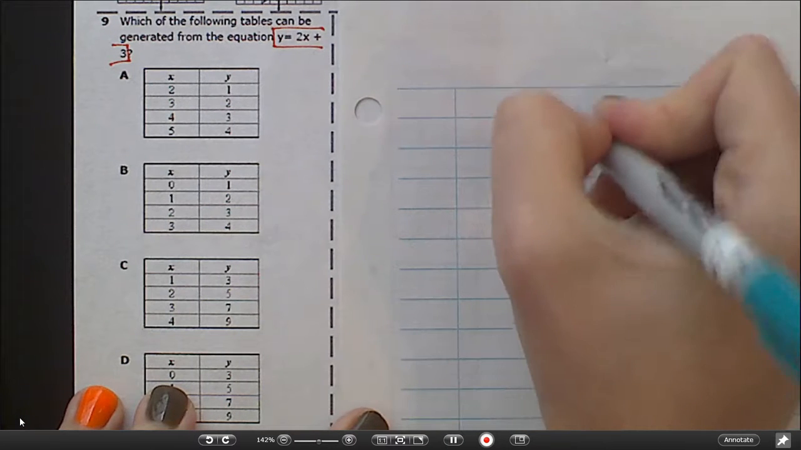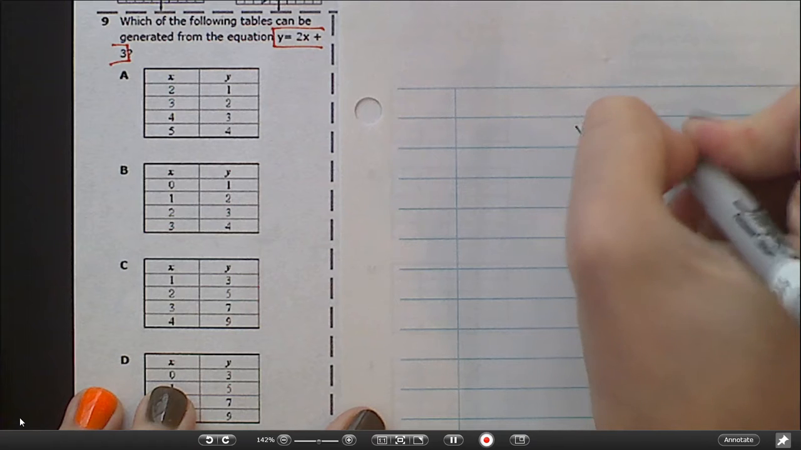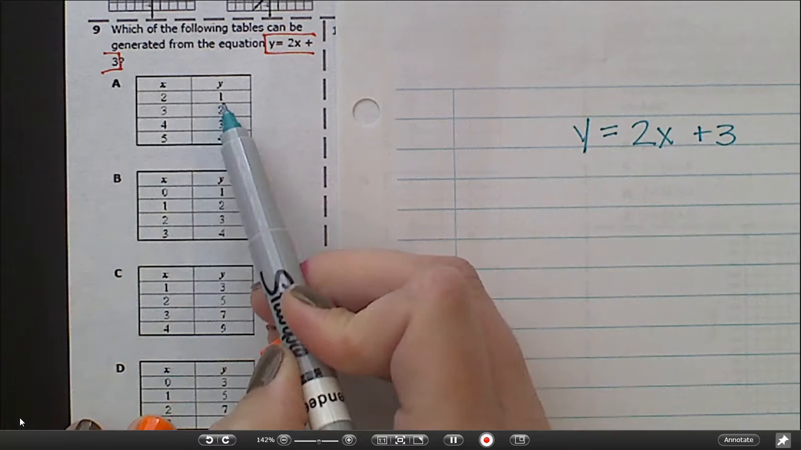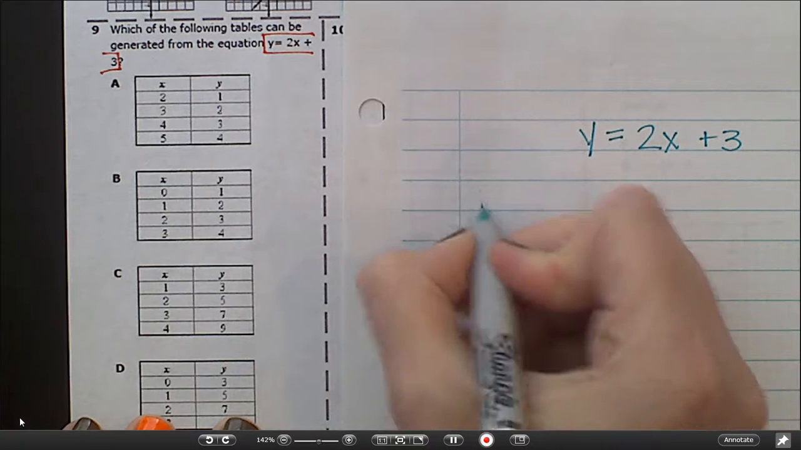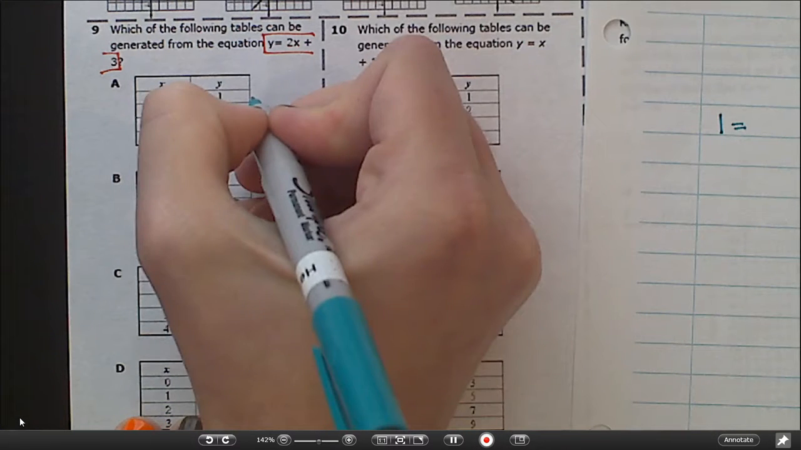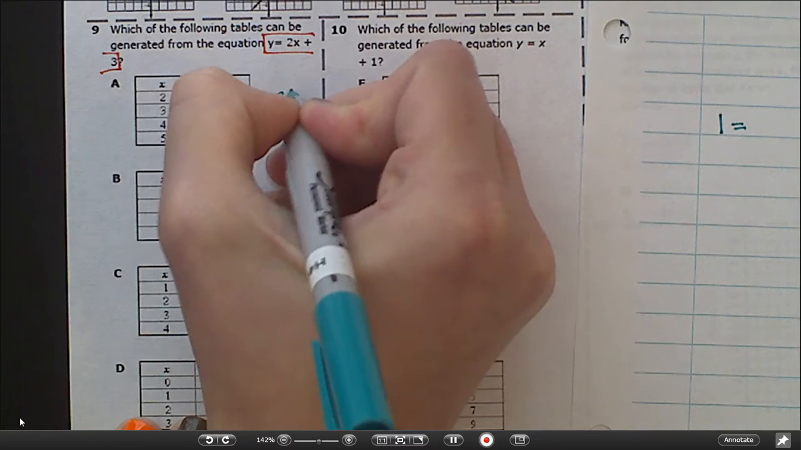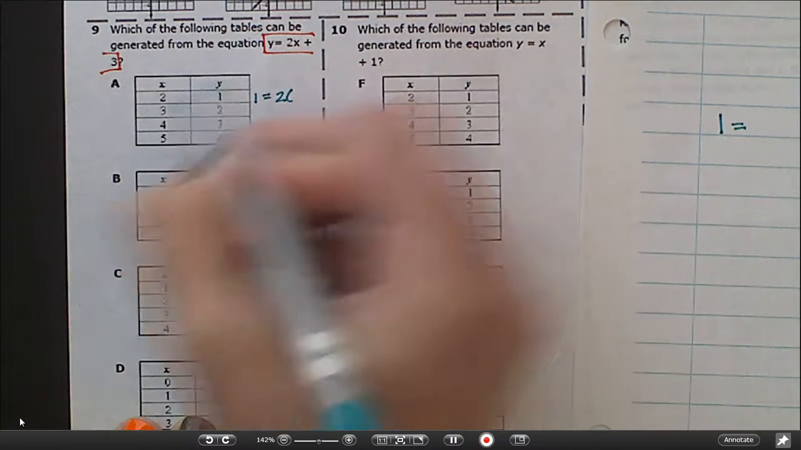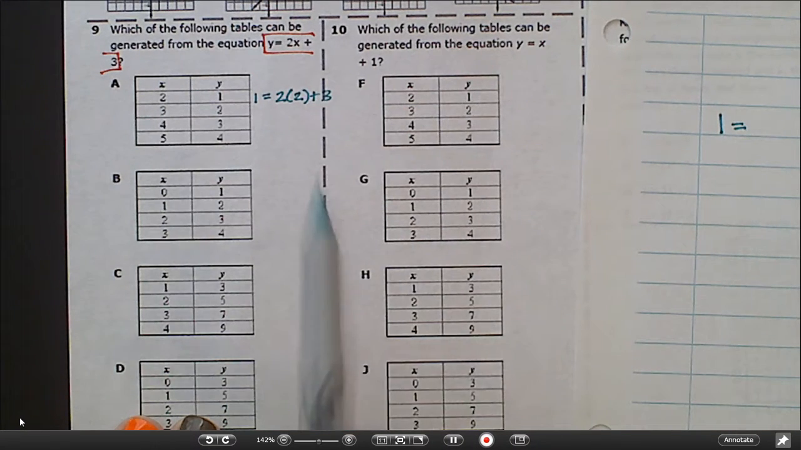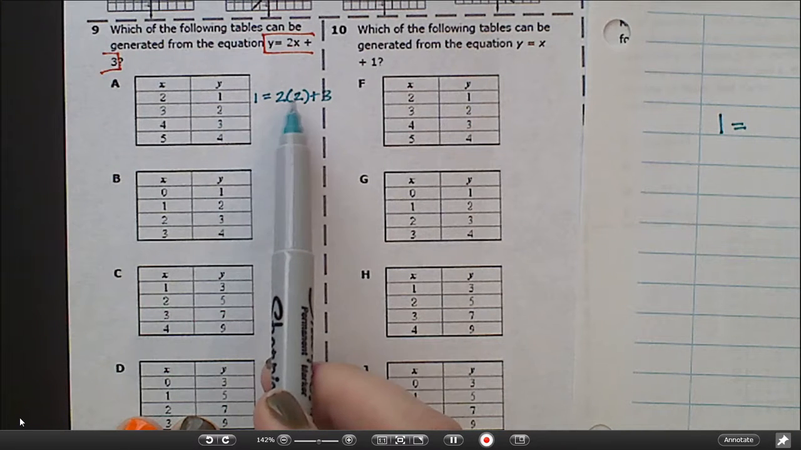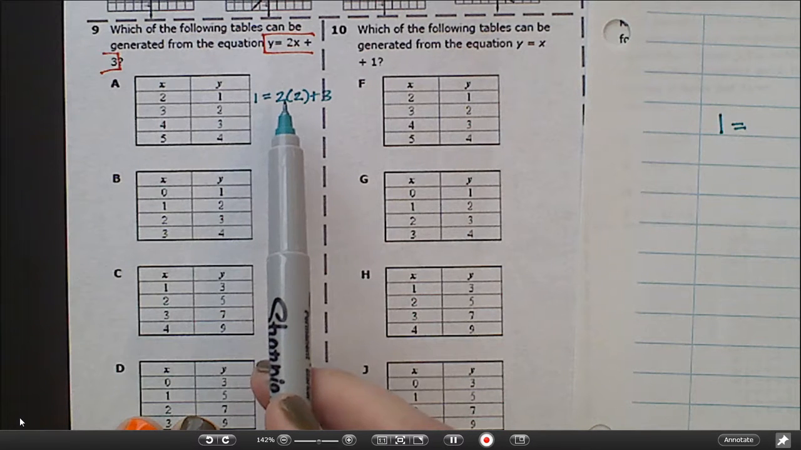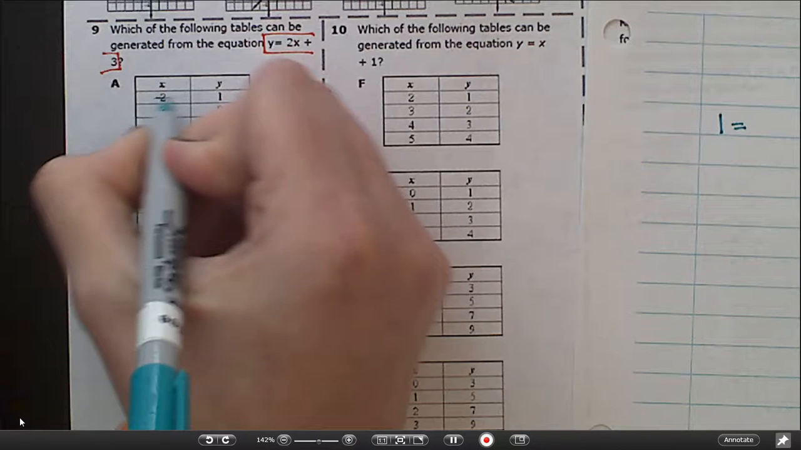So our equation is y equals 2x plus 3. And I want to check this first table. So I'm going to plug in my y. 1 equals 2 times x, well x here is 2, so 2 times 2 plus 3. Alright, so is 1 equal to 2 times 2, which is 4, plus 3? No. Y should be 7 if this is the right equation. So this one does not work.